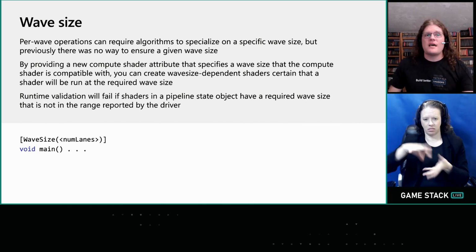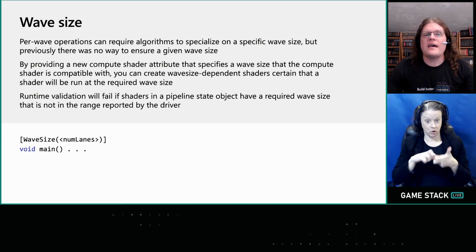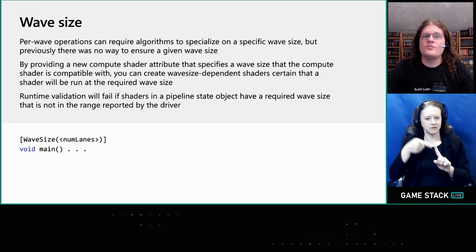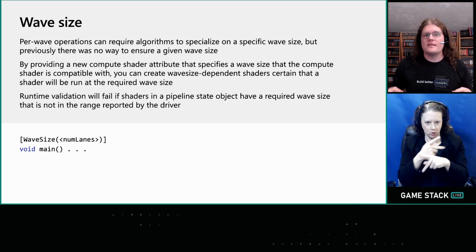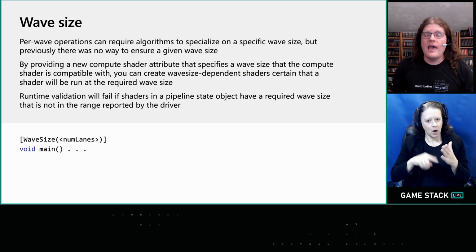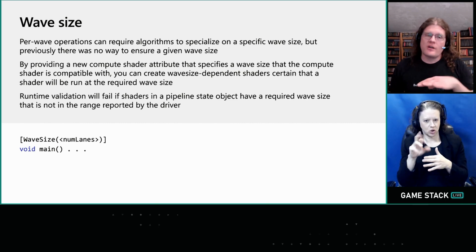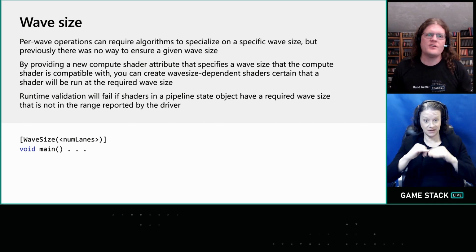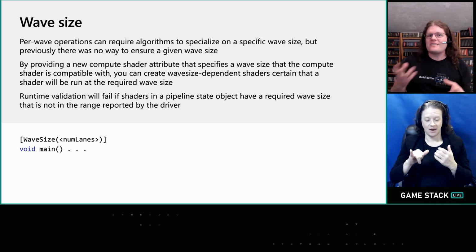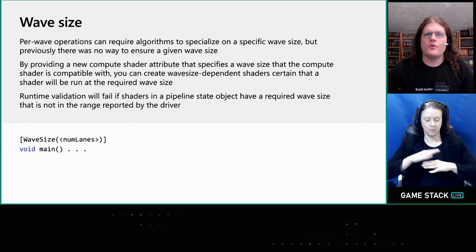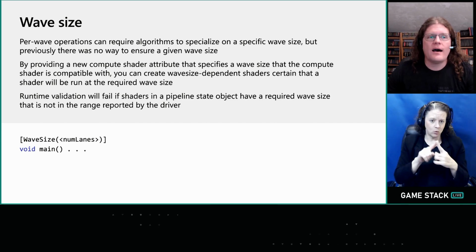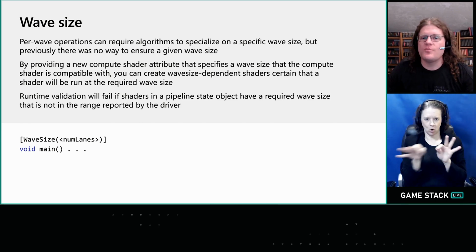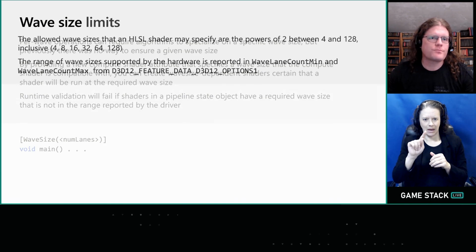So this solves that problem by providing an attribute that you can specify for the entry point of a compute shader in order to say what wave size this shader is designed for. And if you try to load it into a pipeline on a platform that doesn't support that wave size, you're going to get a validation error and it's going to fail. Ideally, that won't happen because you'll query it before, and we're going to get into the query in a minute. But here we see some example code, just very simple. It's an attribute. You put it before the main entry point.